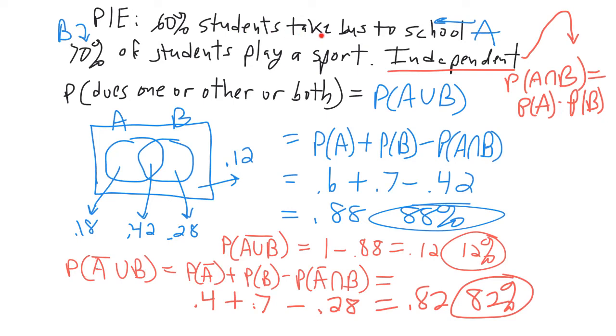Or the probability that it's not A or B. So they don't take the bus or they play a sport. So probability they don't take the bus plus probability that they play a sport minus the probability of the overlap of those two. And this is just a complement of A here.